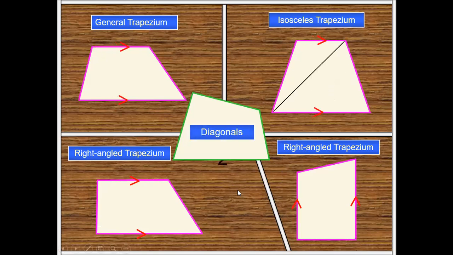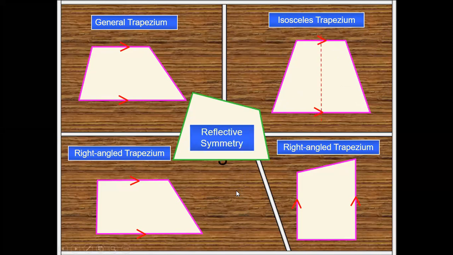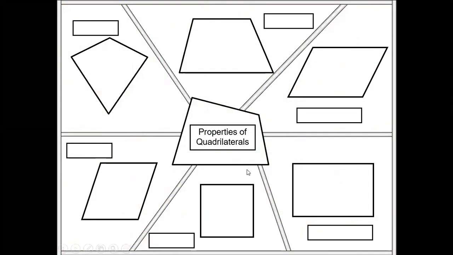How about with respect to the diagonals? So sa isosceles trapezium, nagkakaroon tayo ng dalawang diagonals with equal length. Meaning, if this diagonal is 15, then this diagonal is also 15. So reflective symmetry, sa isosceles trapezium nagkakaroon tayo. Okay? Alright.